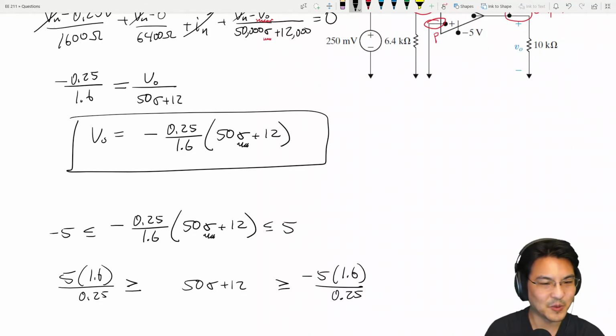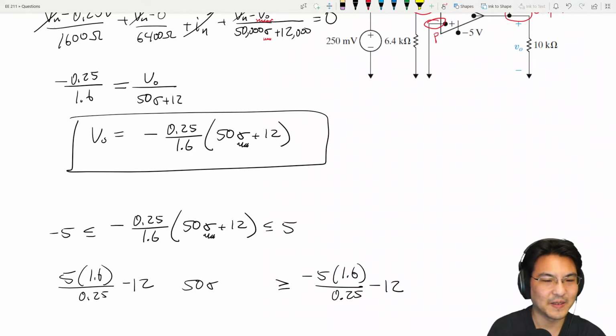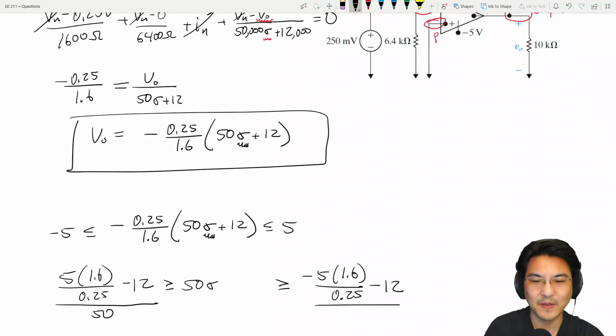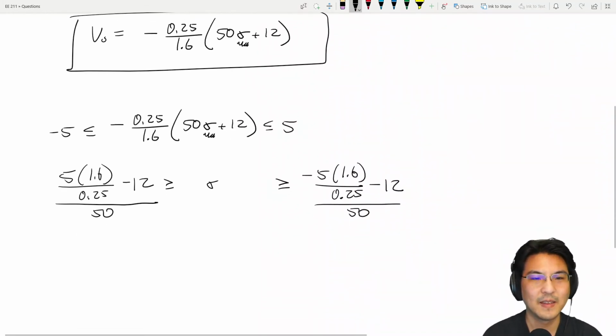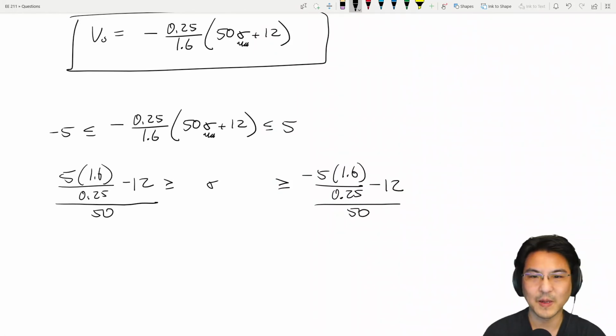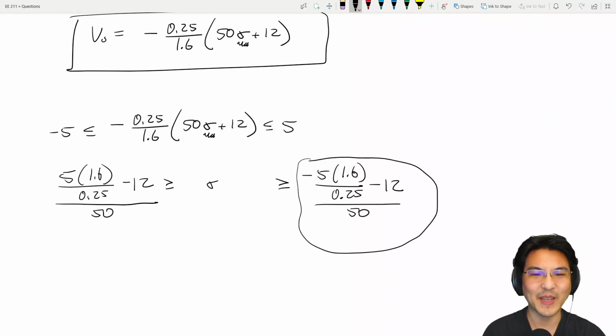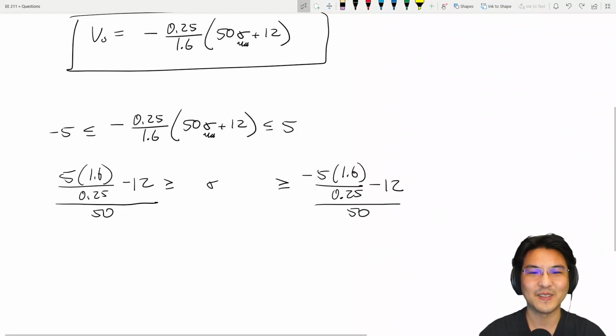Okay, and then let me just subtract 12, minus 12, minus 12, and then divide by 50, divided by 50, divided by 50, and there we go. So sigma is between these two values. Already, without even punching in the calculator, this is going to be some kind of negative value, which we can't have, since sigma can't be negative.